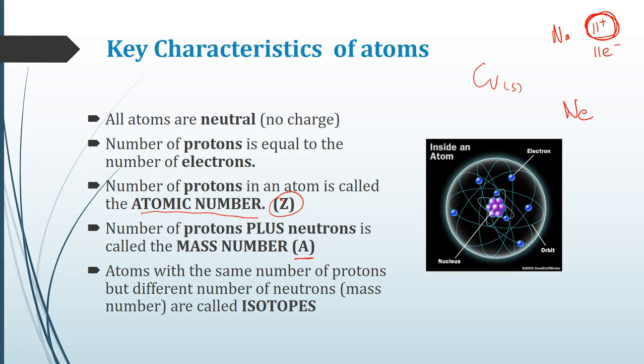And then atoms that have the same number of protons but a different number of neutrons, and therefore a different mass number, we refer to as isotopes. So let's look at some of these in a little bit more detail.